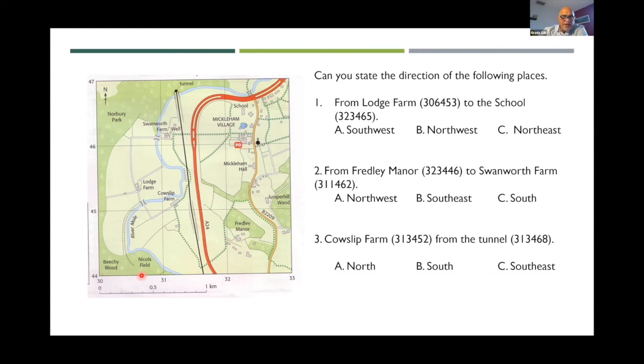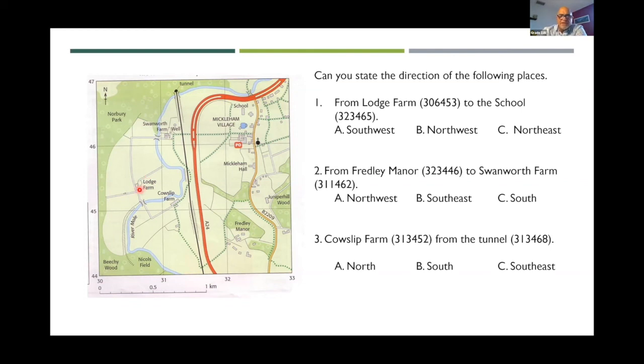465. Sorry, I'm reading the wrong one. 306, sorry. I'm reading the wrong one. 453, Lodge Farm, right here. Does everybody see it? Yes, okay. Now, where is the school?